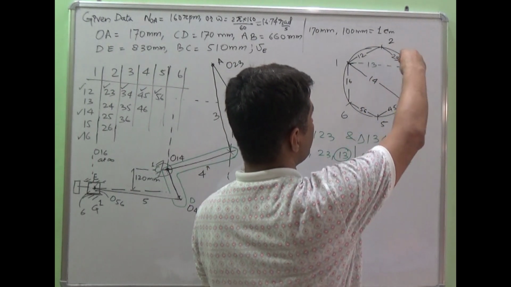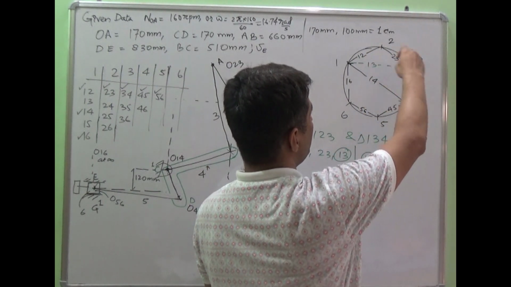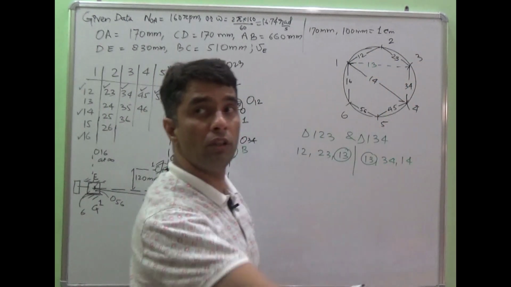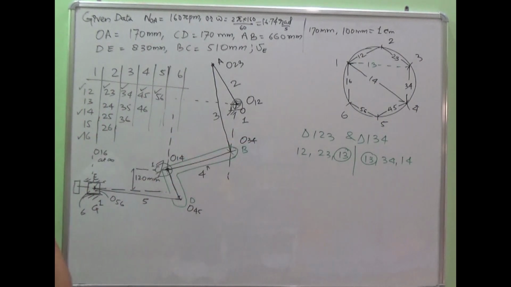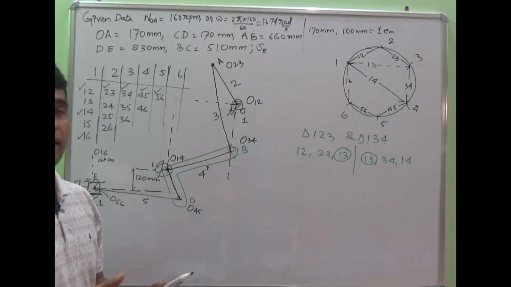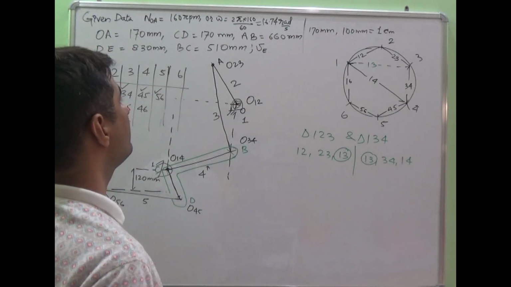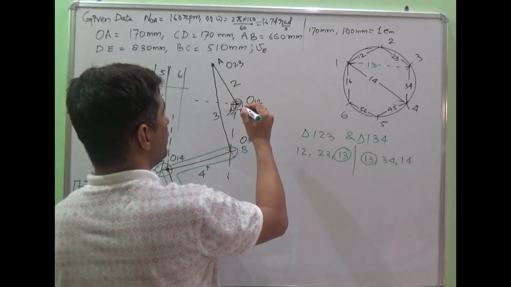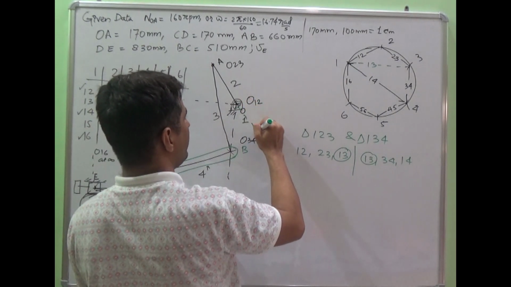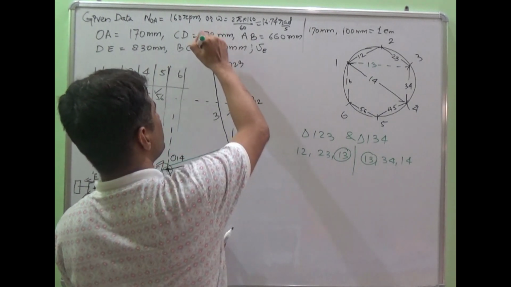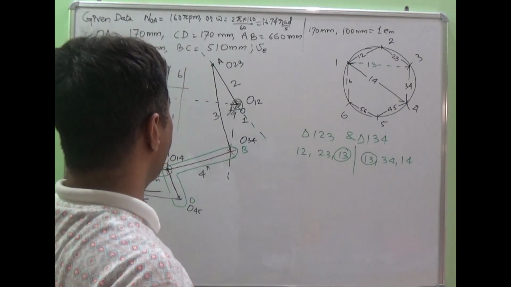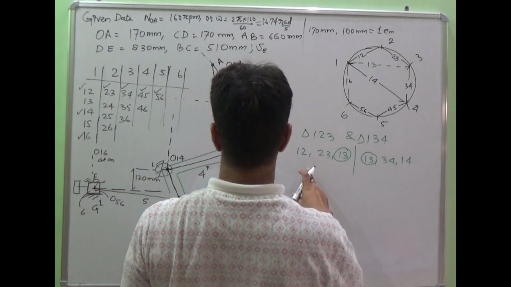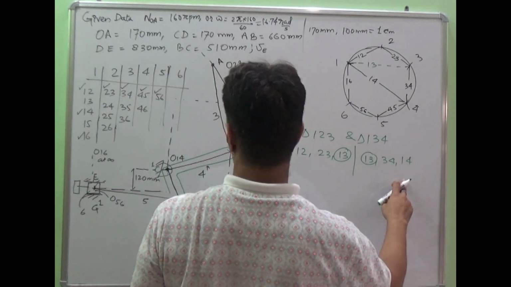Similarly, if I take another set of three links, which are 1, 3 and 4, their I centers 1,3, 3,4 and 1,4 would be on the same straight line. Based on this fundamental thing, we can try to find these I centers. I can extend 1,2 and 2,3 so that I can locate 1,3. I can extend both sides because I do not know in which direction it is lying. Similarly, I can extend 1,2, 1,3, 3,4 and 1,4.